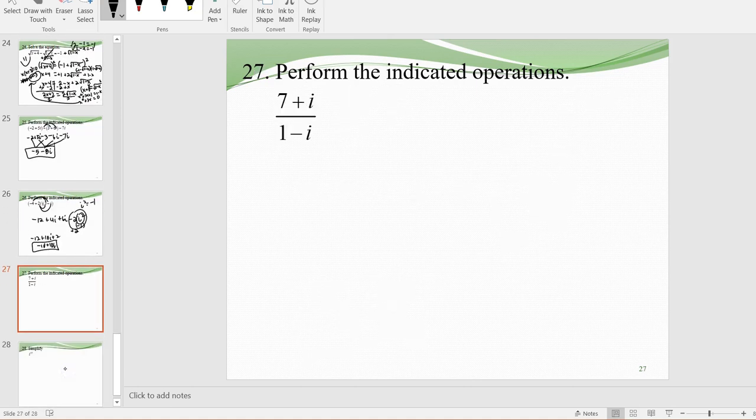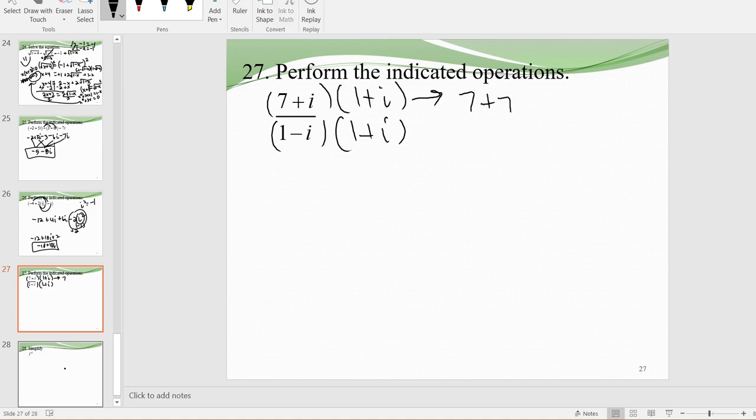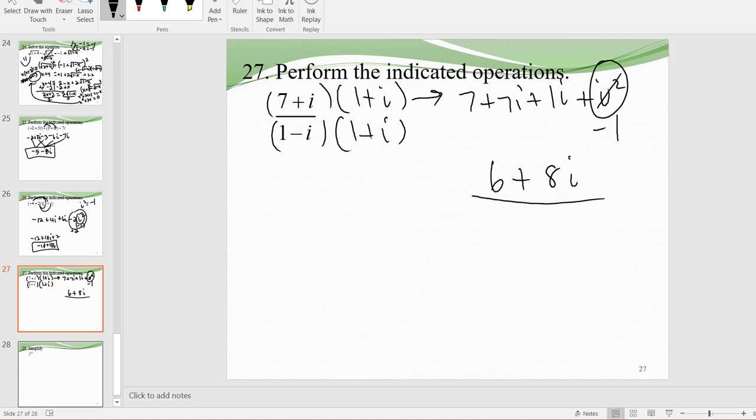How do we get rid of i if it's in the denominator? Well, I could multiply top and bottom by i, but this is one that requires our option 2. I would use the conjugate again. So 1 minus i, the conjugate of that is 1 plus i. The top, 7 times 1 is 7. I'm going to bring these separate here. Let's see. So 7 plus 7i plus 1i plus i squared. i squared is negative 1. So 7 minus 1 is 6 plus 8i on the top.